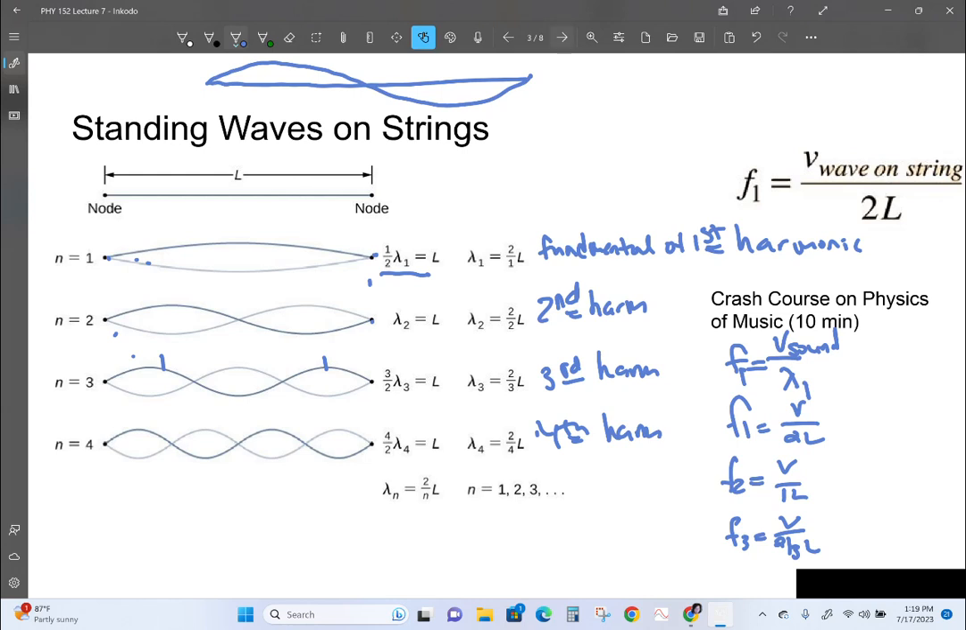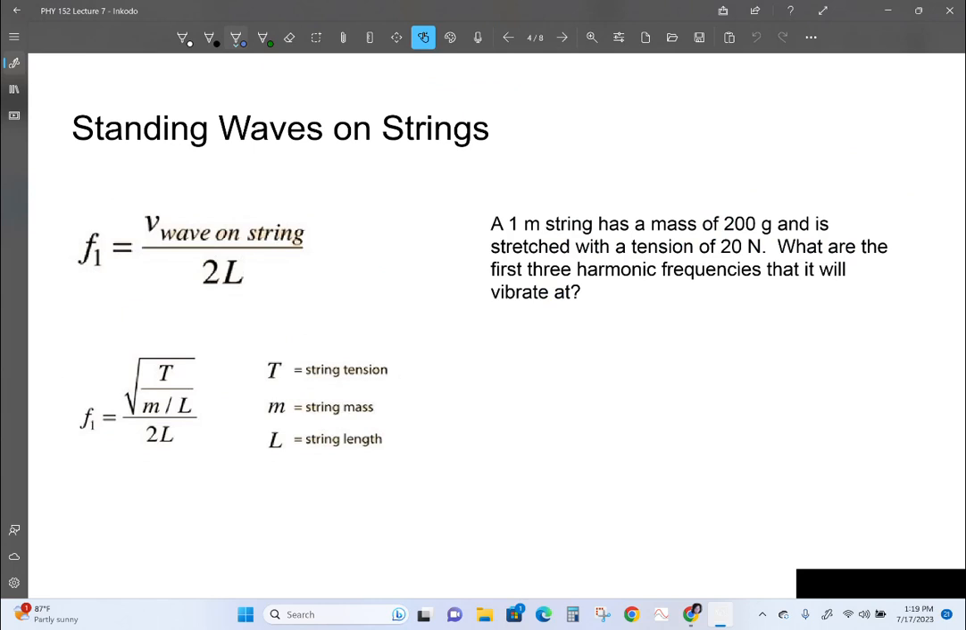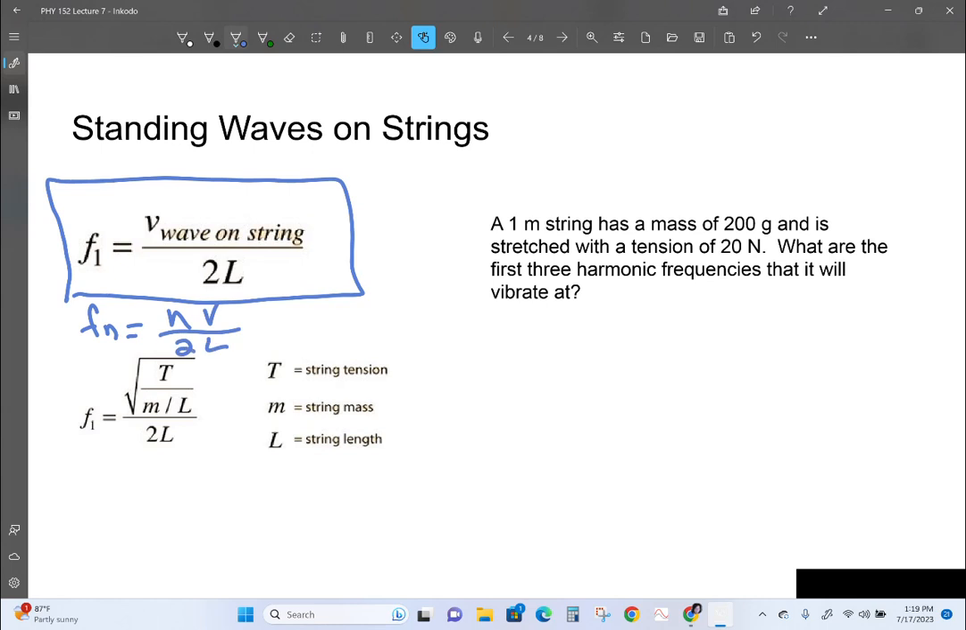And it turns out that the general formula to find the frequency is related to this formula here. And I can give you a generic formula for any harmonic. Remember, the number n is the number of the harmonic. So F at any harmonic is equal to n times V all over 2 times L.